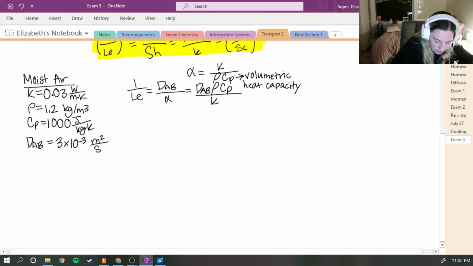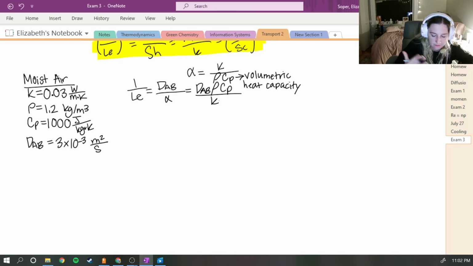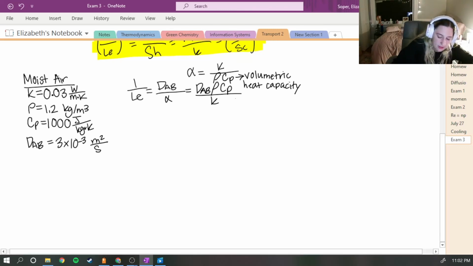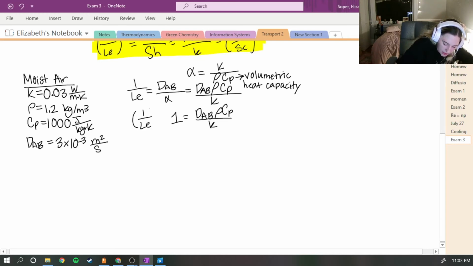Next, we would plug in the variables for the moist air, but I'm not going to plug them all in. I wrote them out over here, and if I plugged them all into this equation, I would get approximately 1. So 1 equals that mass diffusivity times the volumetric heat capacity over the thermal conductivity. Sorry, my pen's being laggy and choppy for some reason. But anyways, that's approximately equal to 1. So we can write that 1 over the Lewis number, to the power of C, is approximately equal to 1.